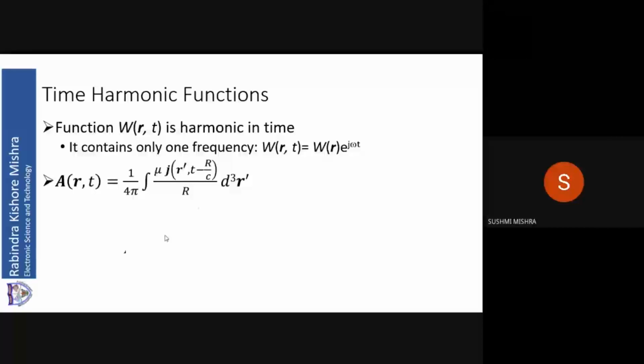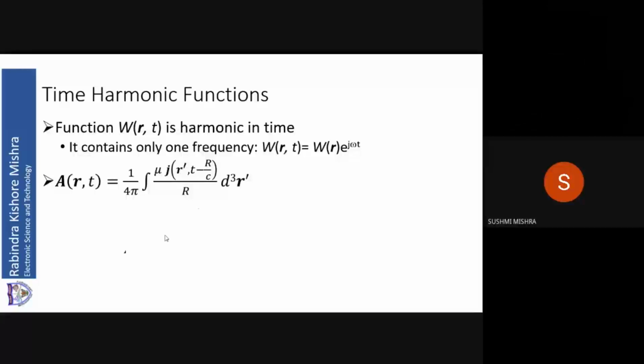We found the solution of A(r,t) to be 1 upon 4 pi integration of mu J(r', t minus r/c) upon r d³r'. Now the temporal part here lies in J, which is J(r', t minus r upon c). So t minus r upon c contains the information about time. So that is my temporal part.